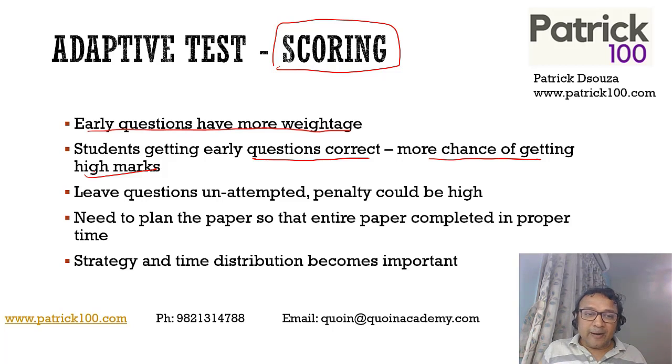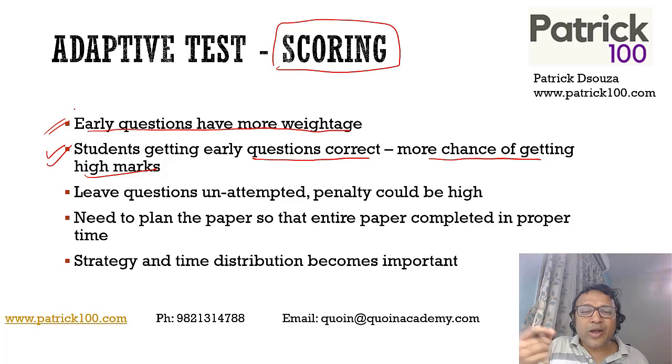If there are two people, one got initial questions correct and later questions wrong, but the second person got the initial questions wrong but later questions correct, the first person will get higher marks. Why? Because he has ended up solving more difficult questions in the later part, whereas the person who got initial ones wrong has ended up solving easier questions later. Because of this we normally say that the earlier questions have more weightage than the later questions. So understand this weightage of the questions when you solve the paper.